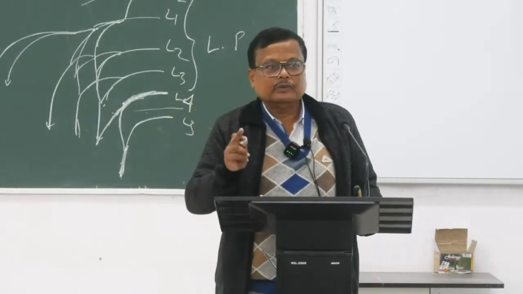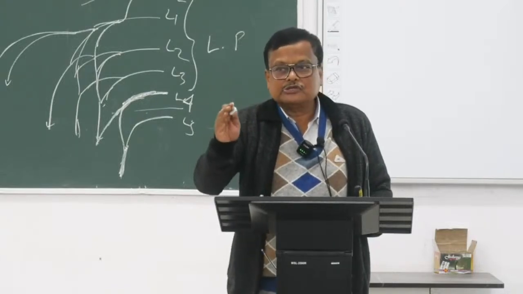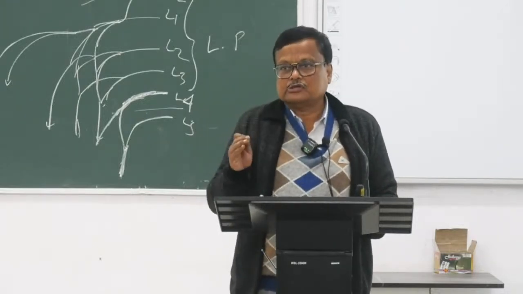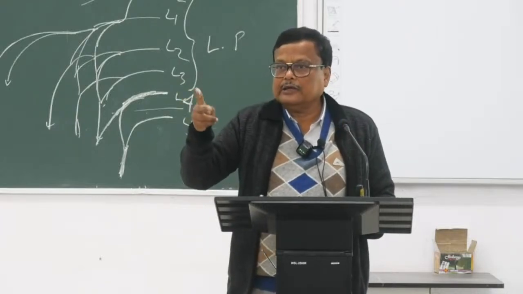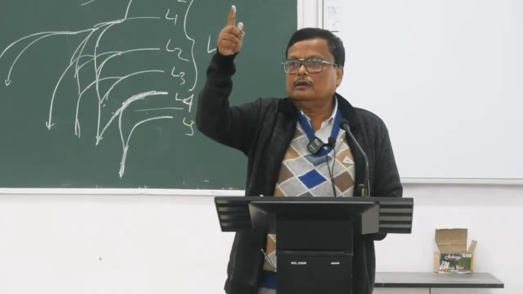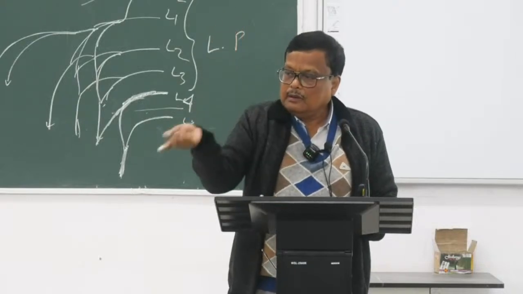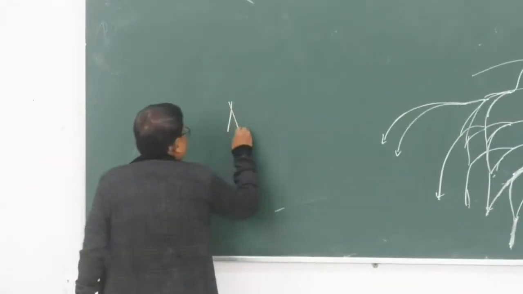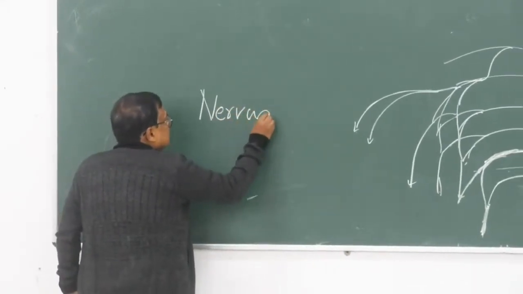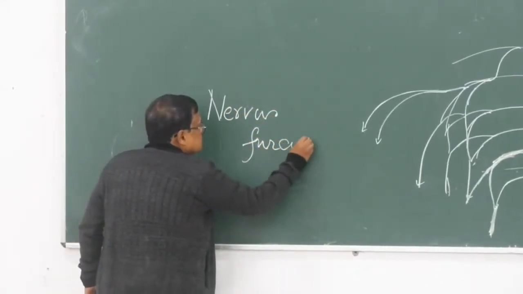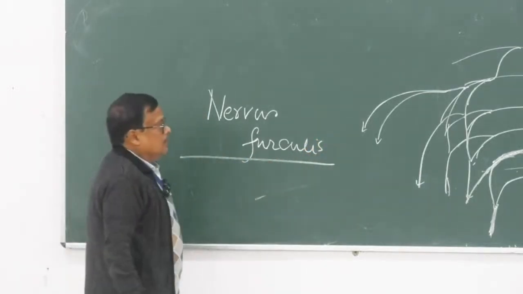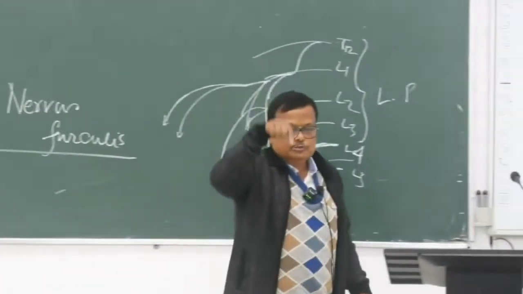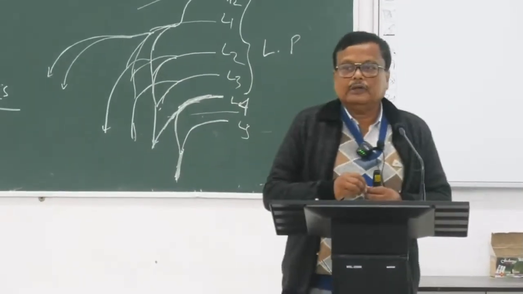So L4 nerve is a nerve which bifurcates to join the lumbar plexus above and the sacral plexus below as a lumbosacral nerve. So L4 nerve is known as the nervus furcalis, bifurcate. So it is the nervus furcalis. And L5 nerve is a very important nerve which passes on the anterior aspect of the ala of the sacrum to join the sacral plexus.